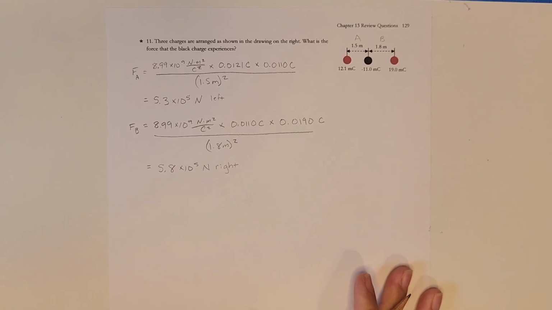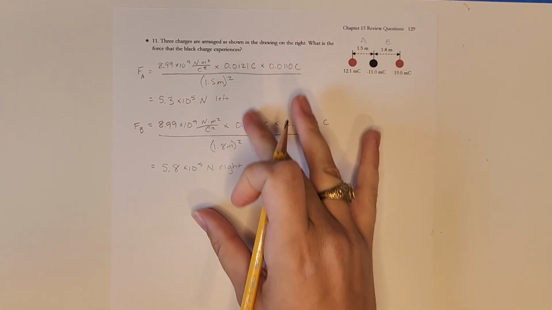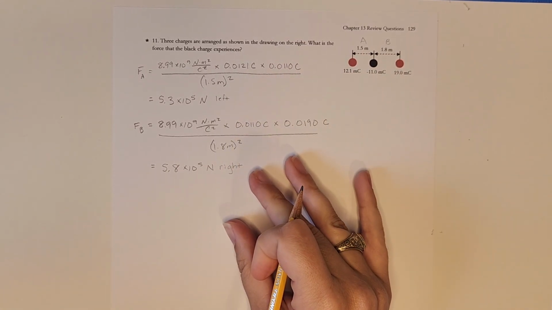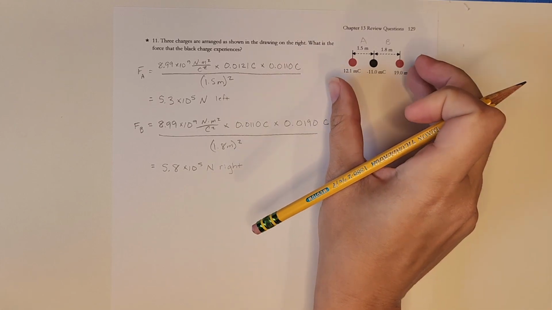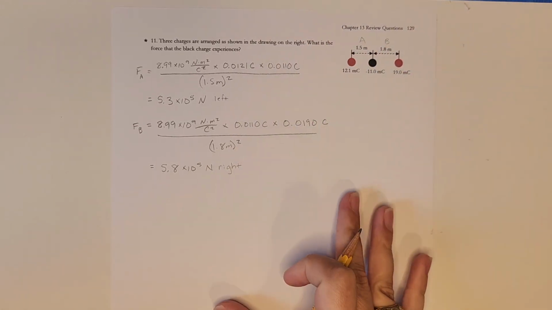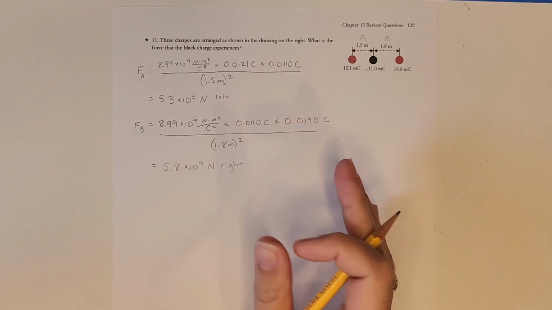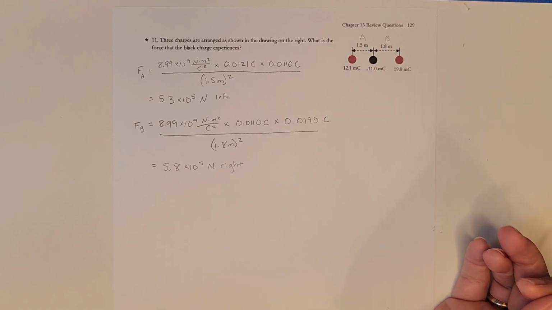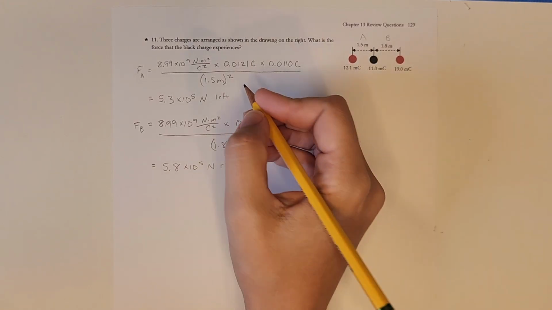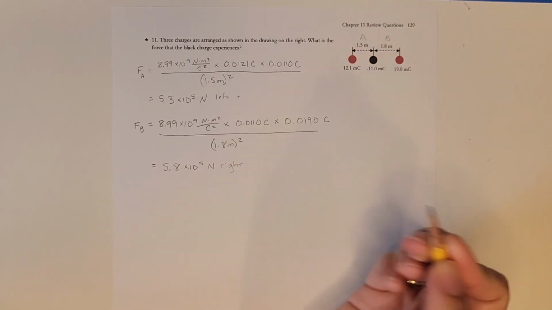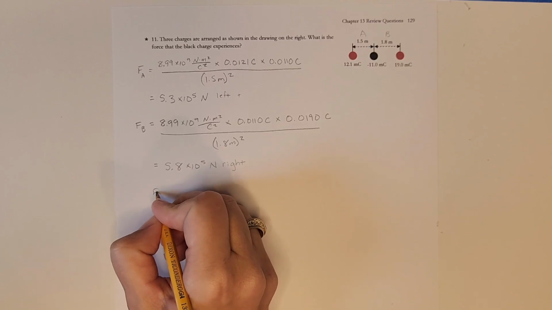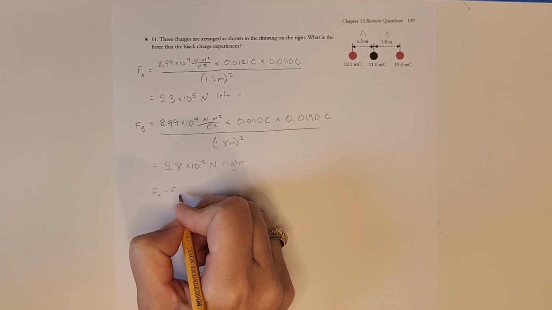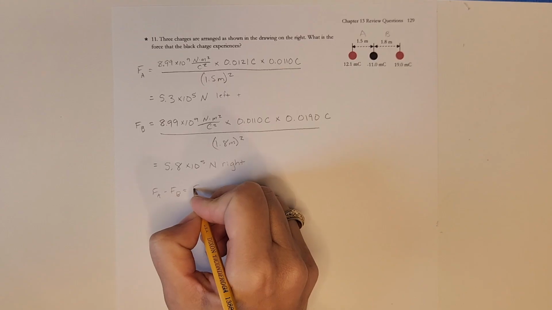Okay, so at this point, now you're going to subtract these and determine overall which way is the black charge being pulled, because it is being pulled in two directions, and so one has to win out. And so you just need to assign a positive or negative to direction. So I'm just going to say my left side is positive, okay? And so we're going to just say force A minus force B equals our force net, right?